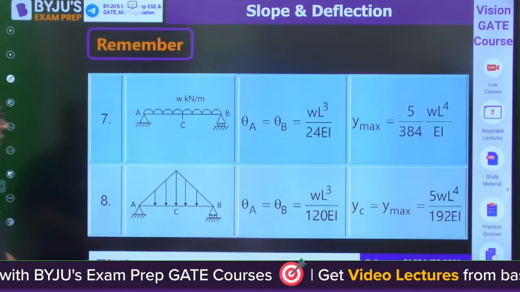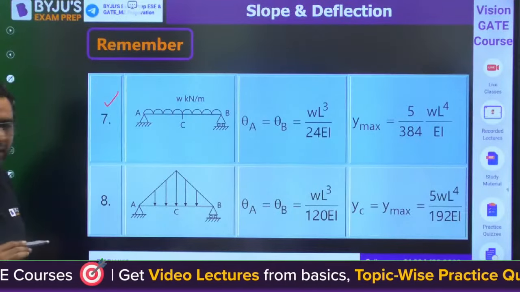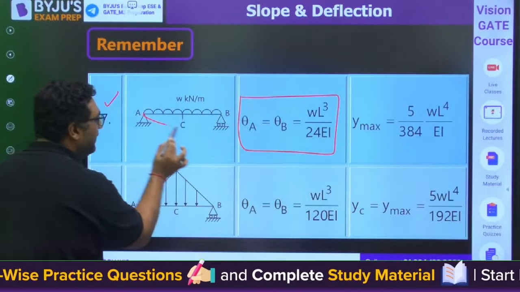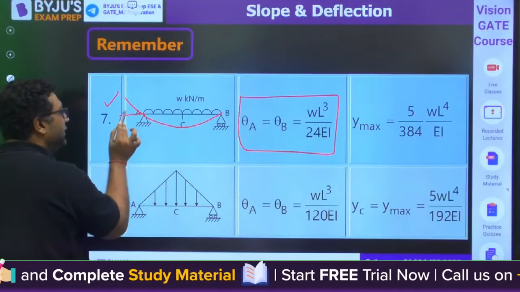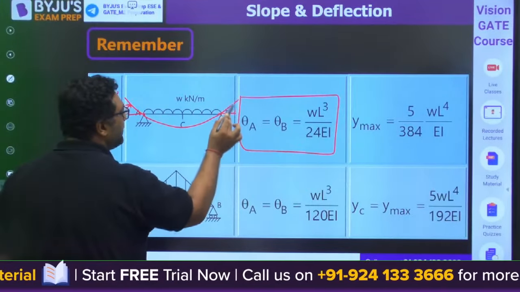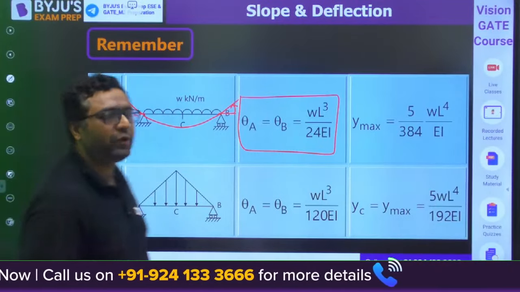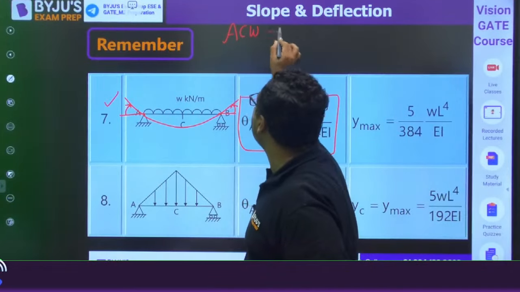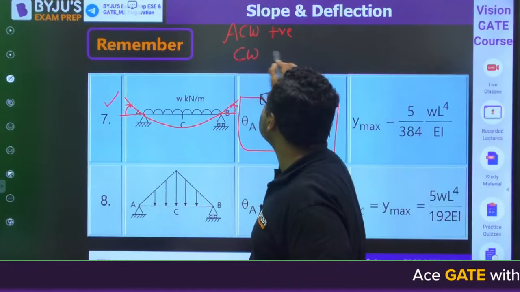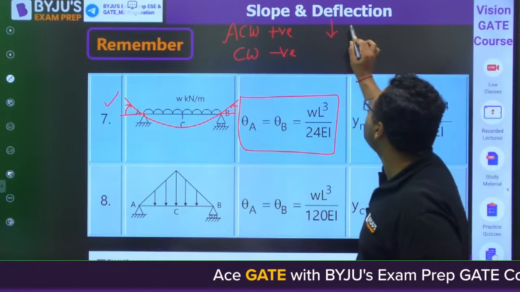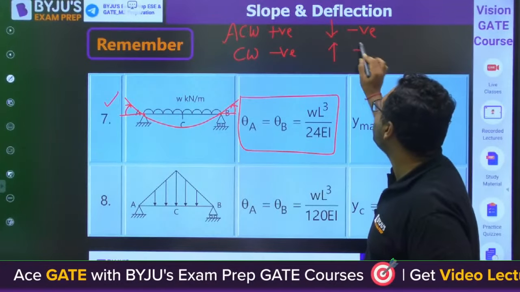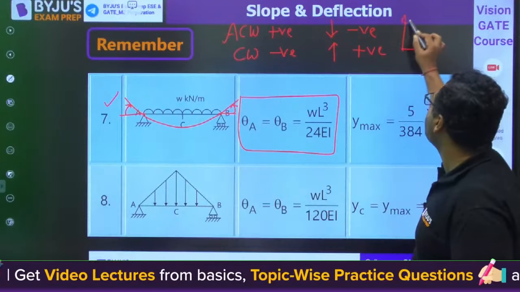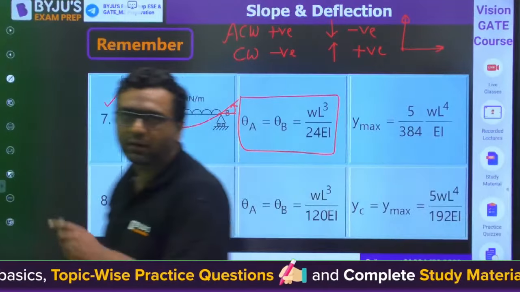Moving further, if we are having UDL in a simply supported beam, then theta A and theta B will be WL cube by 24EI. I feel everybody is aware what is theta A and theta B. This slope is theta A, this slope is theta B. And I feel everybody knows the sign convention. We are generally assuming anti-clockwise as positive and clockwise as negative. Deflection downward is negative. Deflection upward is positive. Rest, if you want, you can change the convention. We are assuming the first quadrant to be the positive quadrant. Okay, guys.